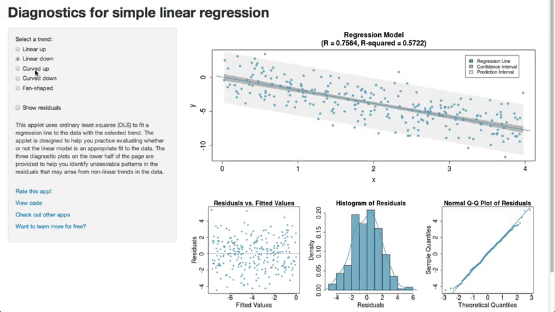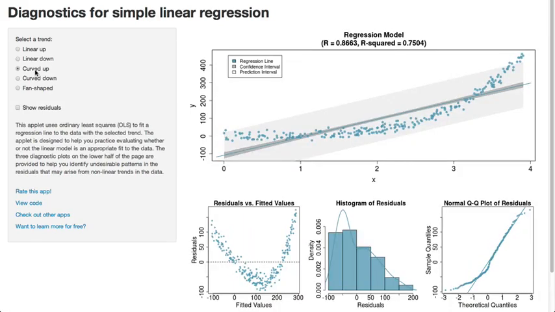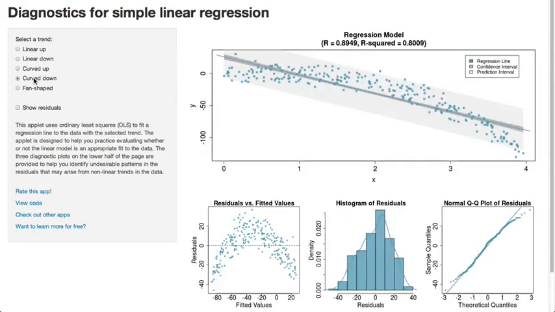So what do these look like when the conditions have not been met? What if we actually have a curved relationship between our response and our explanatory variable? In this case, we can definitely see that the residuals plot is no longer displaying a random scatter around 0. The histogram of the residuals shows a right skew, and that same right skew is shown on the normal probability plot as well. So in this case, would it be appropriate to fit a linear model to predict y from x? Definitely not. Let's take a look at another example.